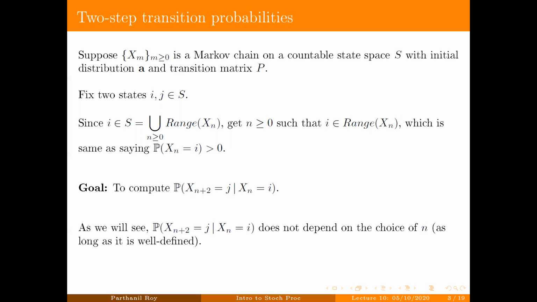As we will see, because of time stationarity of the Markov chain, this conditional probability is not going to depend on the choice of n as long as i belongs to the range of Xn, so that this conditional probability is well defined. As long as it is well defined, it's free of n, and this is what we will call the two-step transition probability from i to j. Now, our first goal is to compute this two-step transition probability from the definition of a Markov chain.